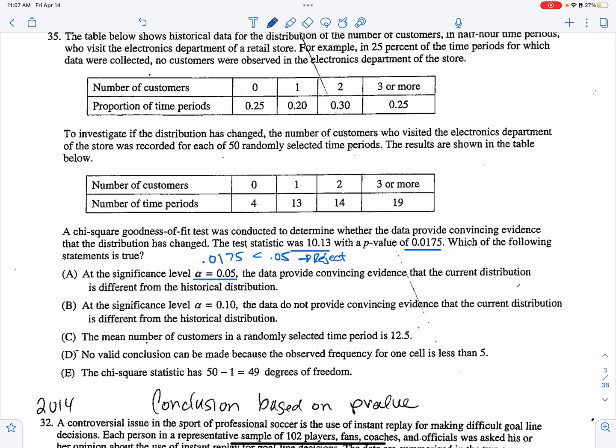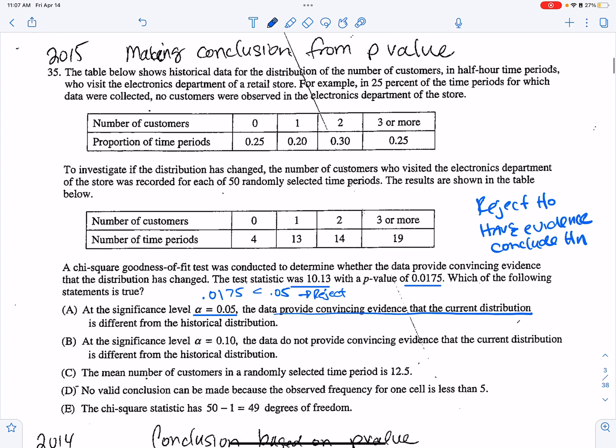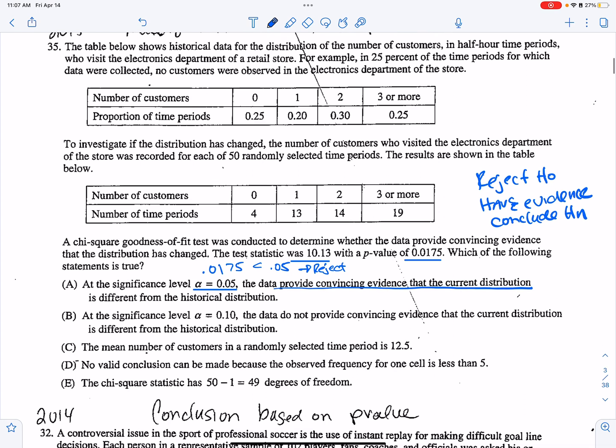And remember, when I reject H0, it means I had evidence to do so. I have evidence to conclude HA. And if you read on, it says it provides convincing evidence that the correct distribution is different. And that's exactly what the problem is asking for me to do.